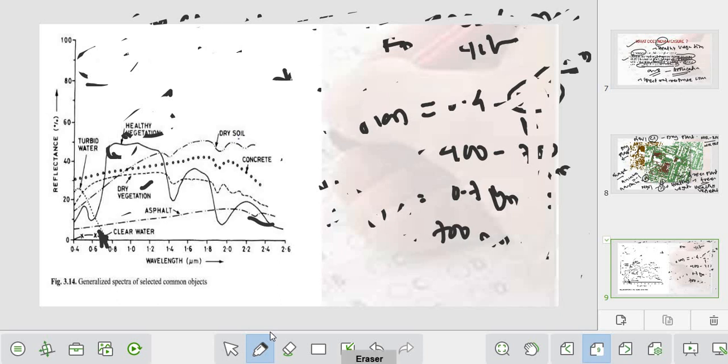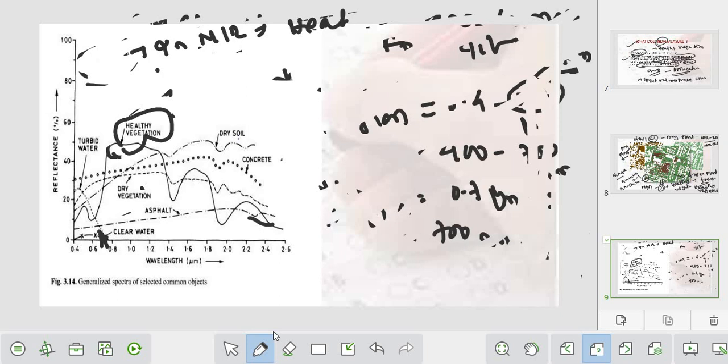Okay, so let's look at this particular part, healthy vegetation and dry vegetation. Suppose in the NIR region, healthy vegetation reflects more, yes or no? If you look at the healthy vegetation in comparison to dry vegetation, dry vegetation reflects less than the healthy vegetation in the NIR region, right? In comparison to the dry vegetation, the healthy vegetation reflects more.